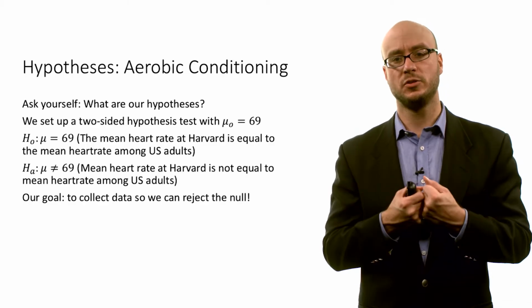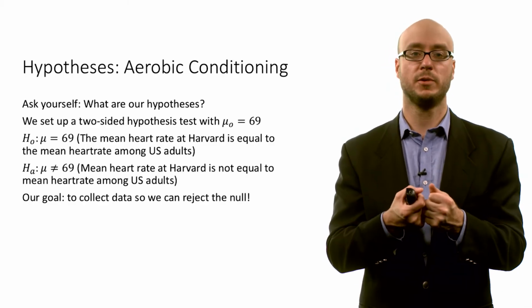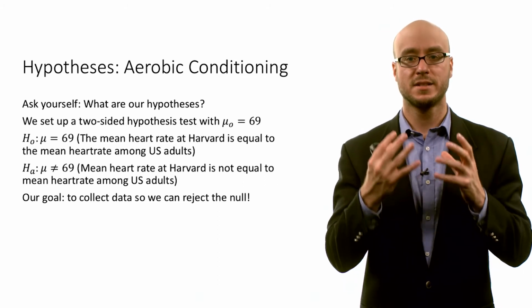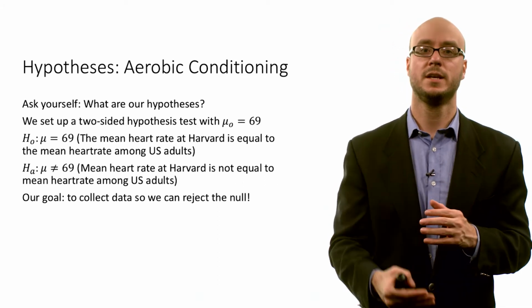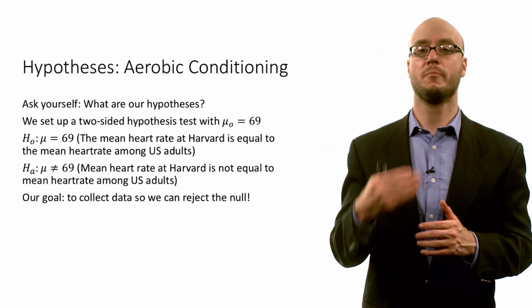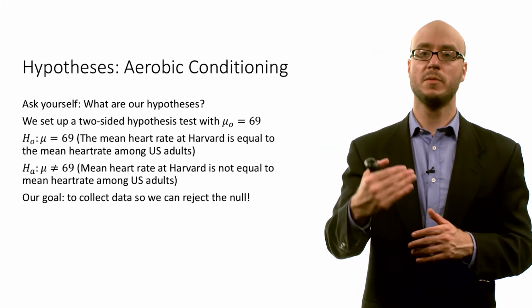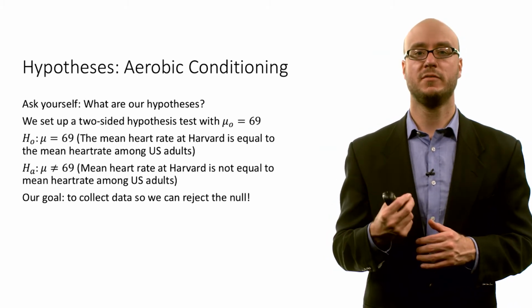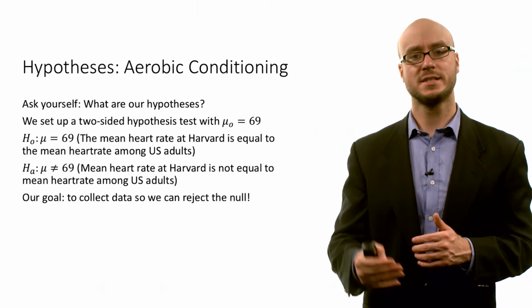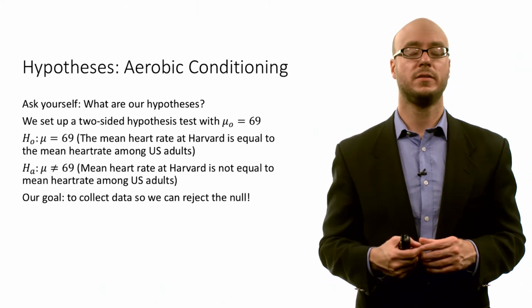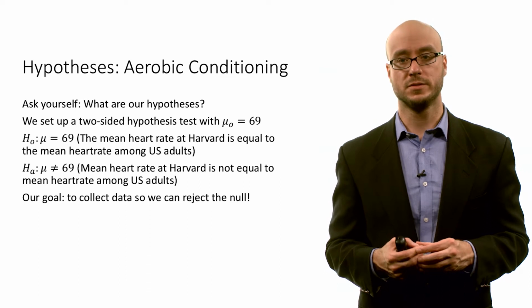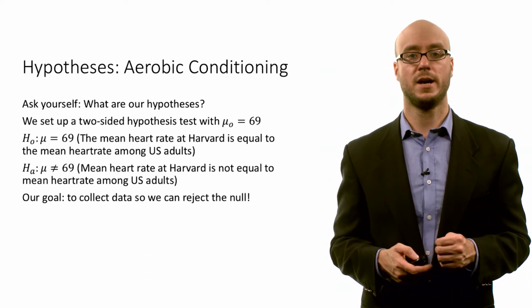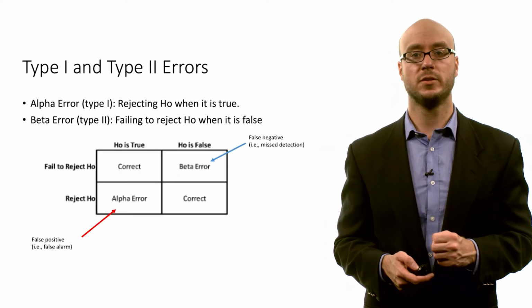Then we collect this data based on STATE100 students to test this claim about the population. This is the basic setup for hypothesis testing. Somebody makes a claim about a population, you gather a set of data, and you test that claim. We're testing the claim whether or not the population mean of Harvard students is 69 beats per minute. So we're going to see if we can reject that null or not.